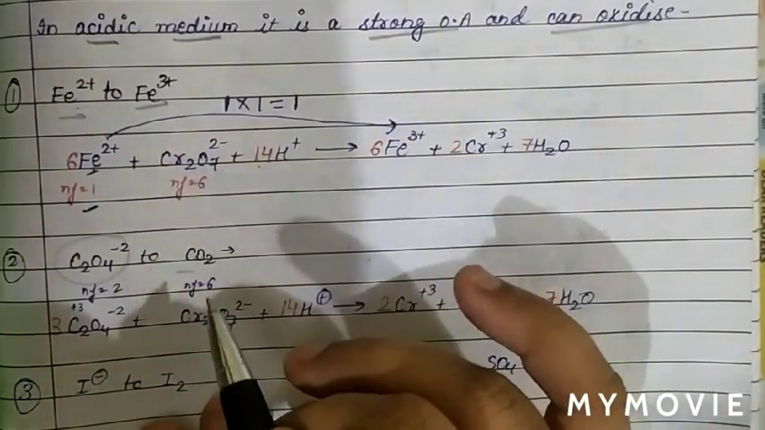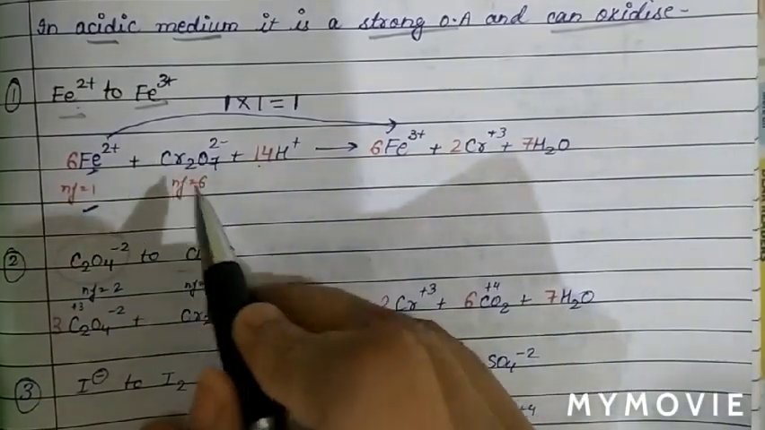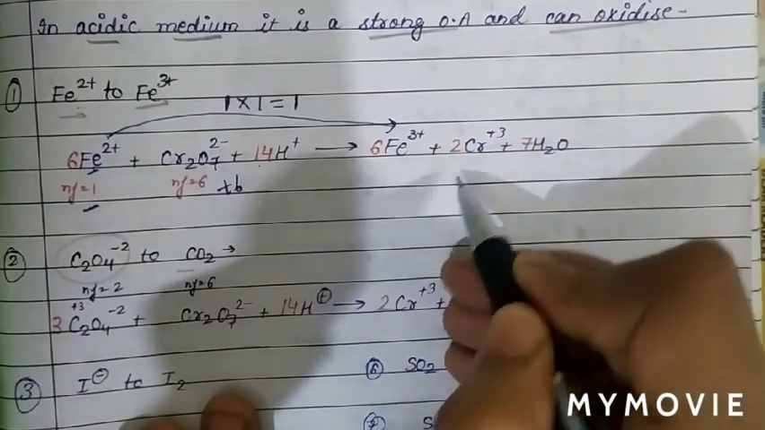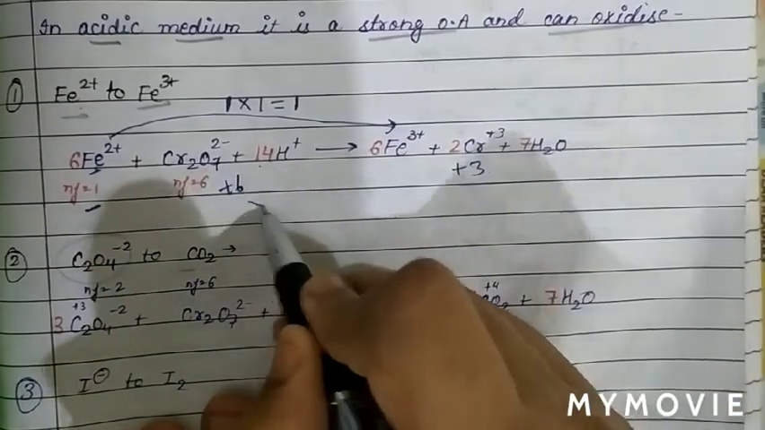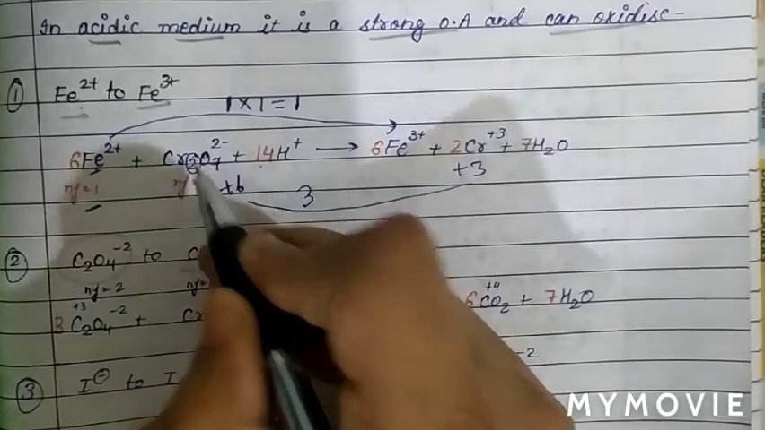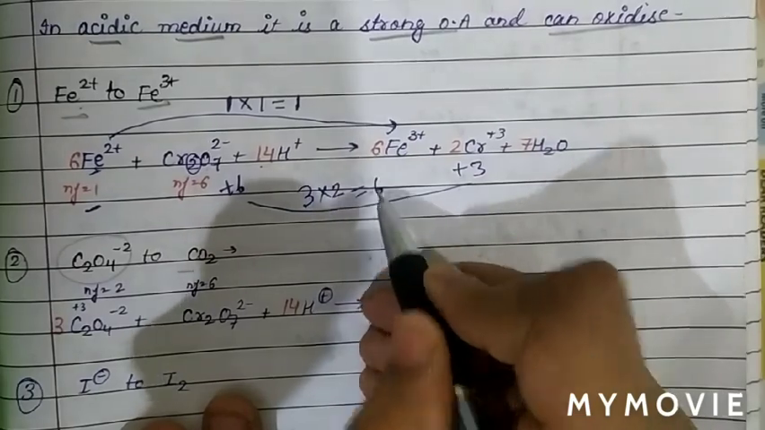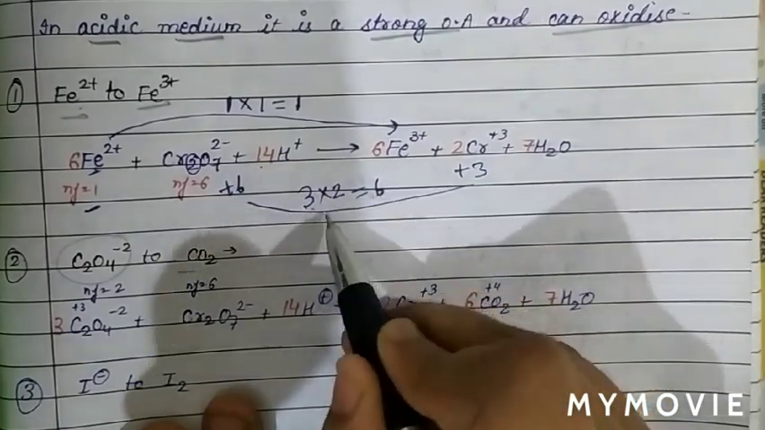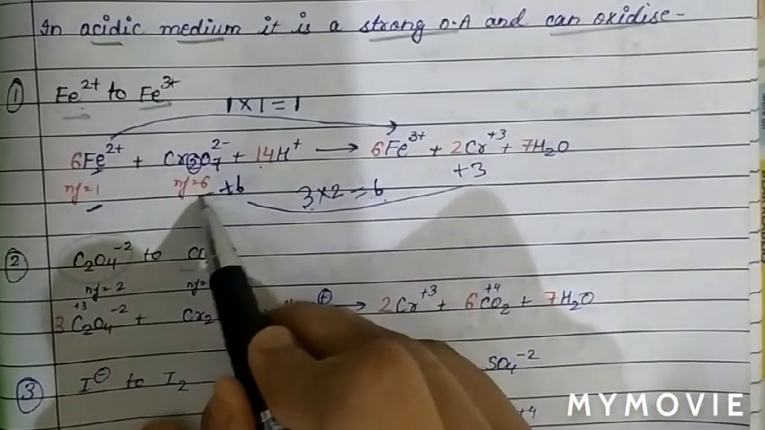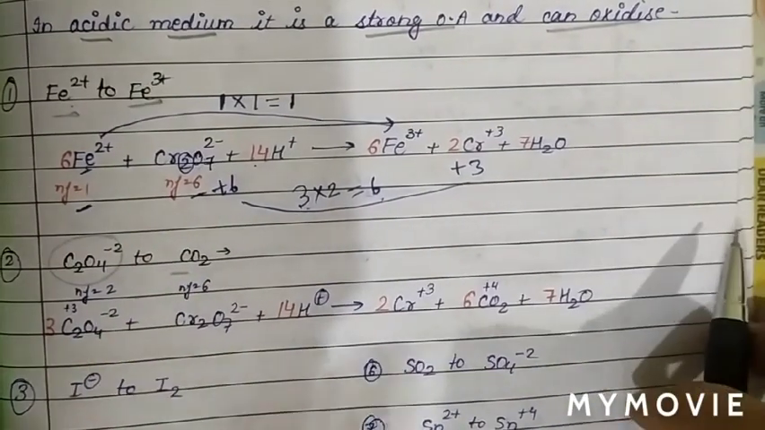In the same way, as K2Cr2O7 is a strong oxidizing agent, it oxidizes others also. Like it oxidizes C2O4 2 minus into CO2. We have already balanced this. So see the n factor. The oxidation state of carbon is plus 3, then the oxidation state of carbon is plus 4. So the increase in oxidation state of carbon is 1.